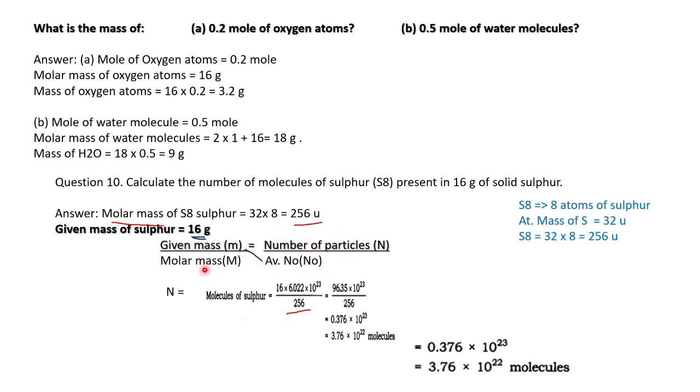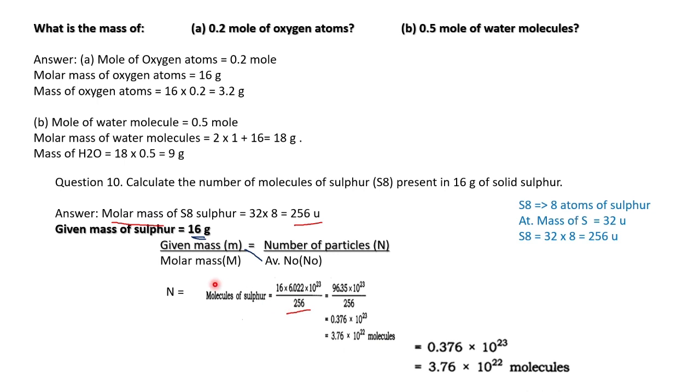Given mass by molar mass is equal to number of particles by Avogadro number. Now we have to find the number of particles, so we write n here, and this will be by cross multiplication: given mass 16, Avogadro number 6.022 × 10^23, molar mass 256, and altogether we get 3.76 × 10^22. Okay, here 0.376 × 10^23. When we write it with one digit before the decimal, it is 3.76 × 10^22 molecules.